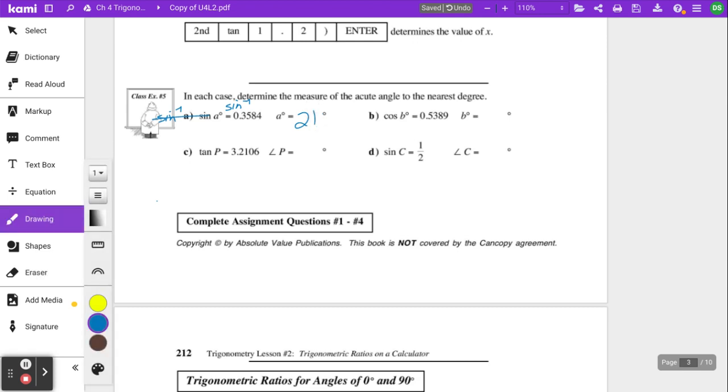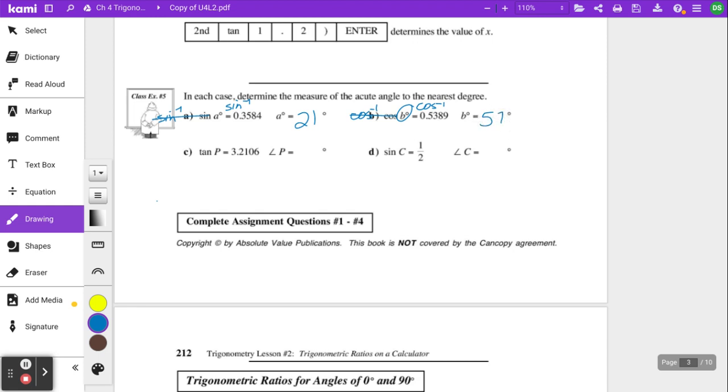Okay. All of these would be the same. So cosine of B is equal to 0.5389. If you want to get the B alone, you've got to drop the cosine. The only way to do that is to do cosine inverse of both sides, keeping our equation balanced. Second function cosine of 0.5389 is 57 to the nearest whole degree. Someone confirm that number. Yes, 57 degrees.